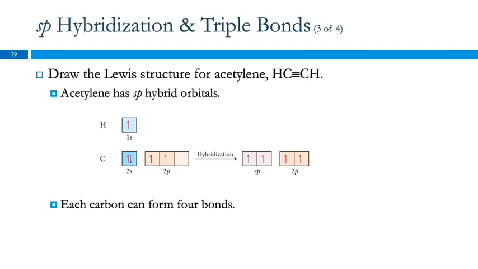Just kind of a silly thing. Draw the Lewis structure for acetylene. Well, it's really similar to that formula. We'll go through all the steps and we'll end up with that. Acetylene has an sp hybrid orbital. So here we're going to hybridize the carbon, forming two sp hybrid orbitals and two unhybridized orbitals. We have two carbons here. We have two central atoms. The central atoms are hybridized.